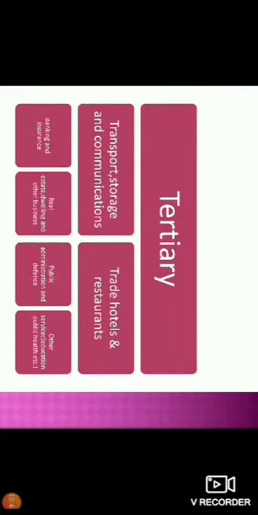And the last one is the tertiary sector, and in this sector we have 6 subdivisions: transport, storage and communication, trade, hotels and restaurants, banking and insurance, real estate, dwelling and other business, public administration and defense, and the last one includes other services, which include education, public health, etc. These are the important 3 sectors included in the estimation of national income and the 13 subsectors.